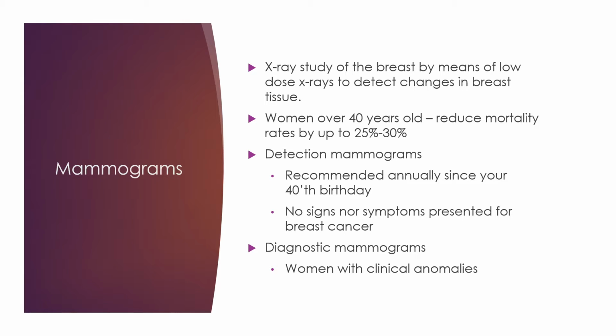Now, mammograms are an X-ray study of the breast by means of low-dose X-rays to detect changes in breast tissue. For women over 40 years old, mammograms are done to reduce mortality rates by up to 25 to 30%. There are 2 types of mammograms, and we will first begin talking about the detection mammograms. These detection mammograms are recommended annually for any woman who is 40 years old and on. And this type of mammogram is done when no signs or symptoms are presented for breast cancer.